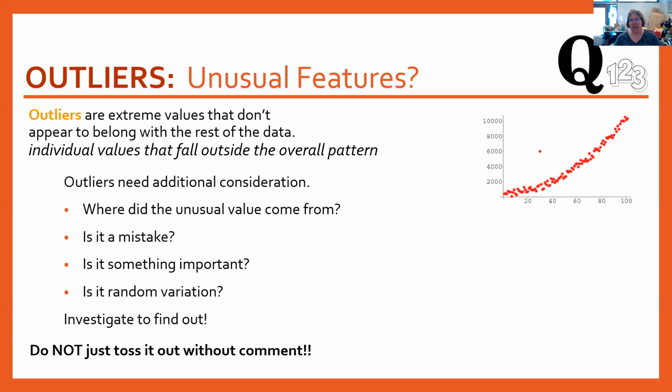And typically with outliers, if it's not a mistake that's correctable, then a lot of times what we do is we report the statistics and data for the main pattern, and then we also report those same values, but with the outlier included, so people can kind of see the impact that outlier has on the data. Most important thing is, do not just toss out an outlier without comment. So anytime that shows up in your data, that's definitely something you would want to talk about in your write-up.